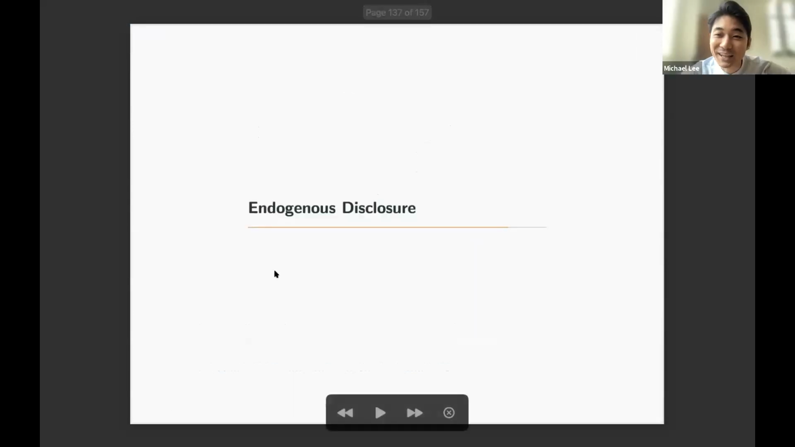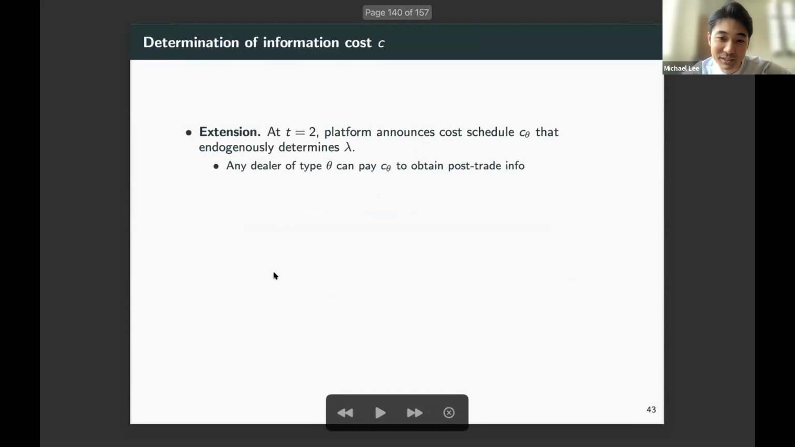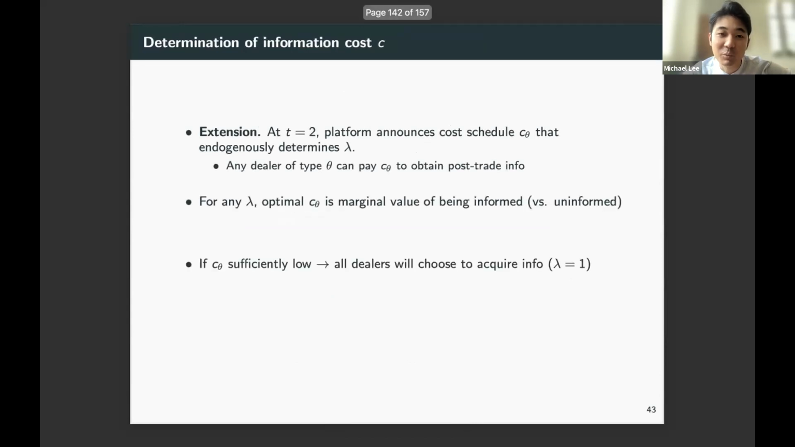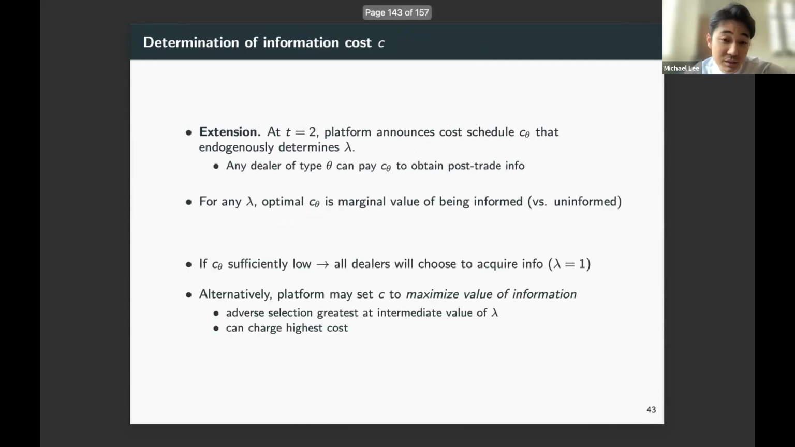Sure. So let me just skip to the punchline here. We consider a platform that's going to choose a set of costs to set the prices according to the price at which the dealers can acquire this information. Now, there are two options that the platform can really choose from. If the platform chooses the costs to be sufficiently low, then naturally all the dealers will choose to acquire information. And so endogenously we'll have lambda equal 1.